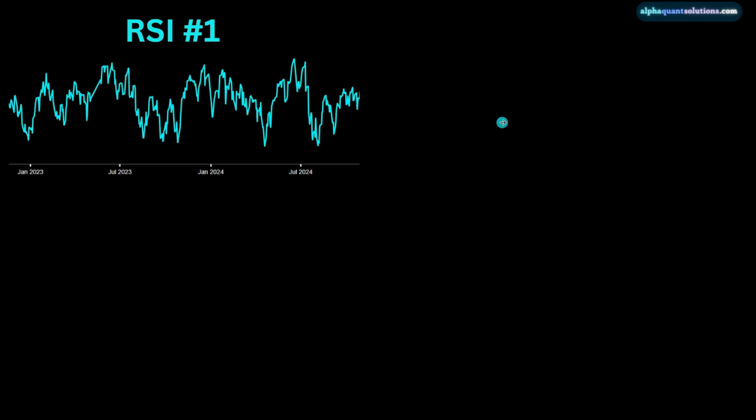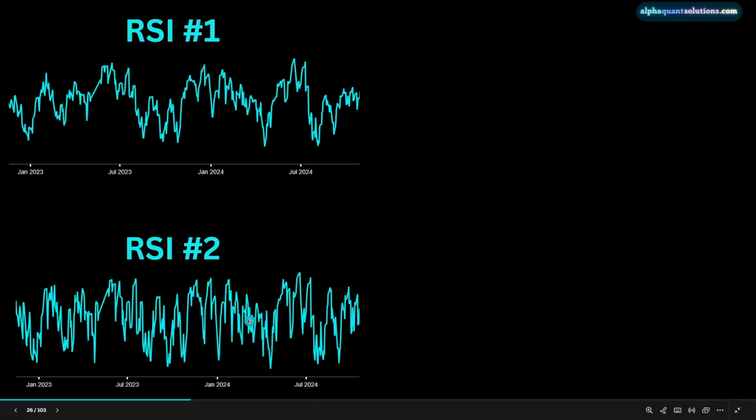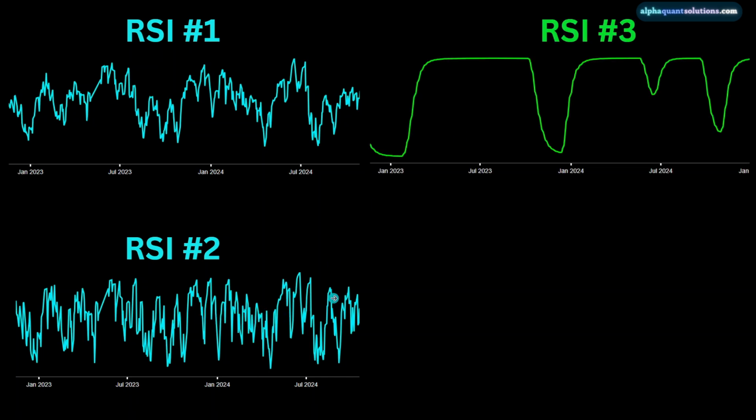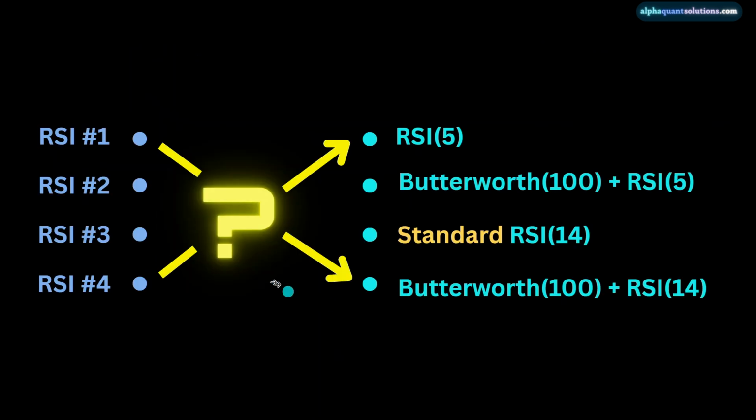Now, coming back to our four signals, remember we had RSI 1 and RSI 2, which are a little bit more noisy, a little bit more high frequency, and RSI 3 and RSI 4, which both are low frequency and smooth signals. And my question to you, based on those four RSI indicators: can you do the mapping? Can you find out which one is what?